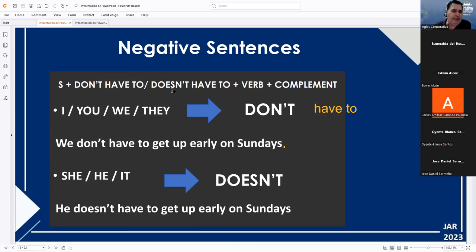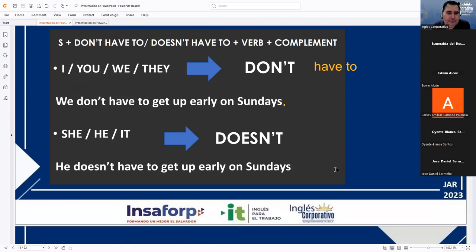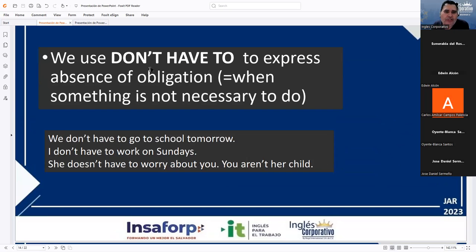Okay, let's see. When you say doesn't have to, it means it's not necessary, or it's not obligatory. Some people say, it's Sunday, I don't have to take a shower on Sundays. No, it's necessary to take a shower on Sunday. But he doesn't have to get up early on Sundays. Check over here. We use don't have to express absence of obligation when something is not necessary to do.